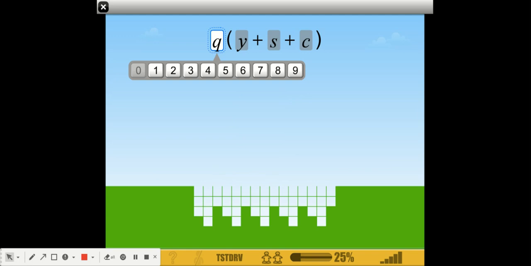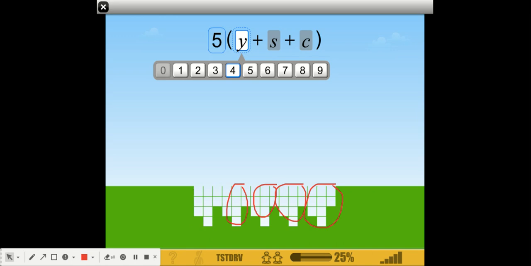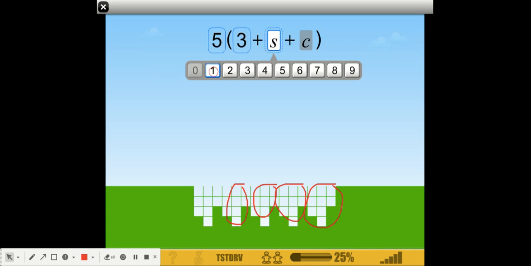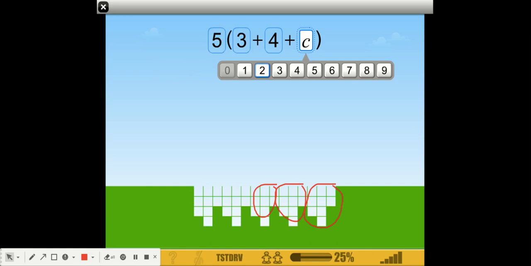Next, we have a larger group. So we have this time 1, 2, 3, 4, 5 groups. So that means that Q in this case, our number outside the parentheses, will be 5. The number of units in the first row of the group is 3. The number of units in the second row is 4. And the number of units in the third row is 2.